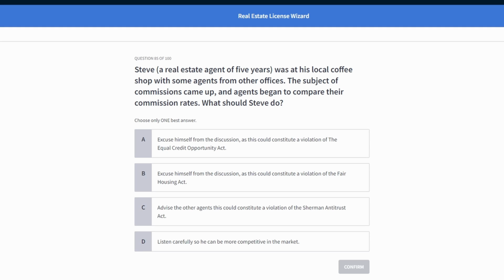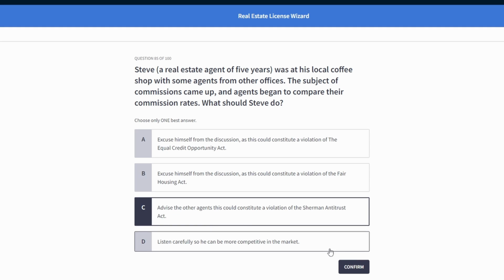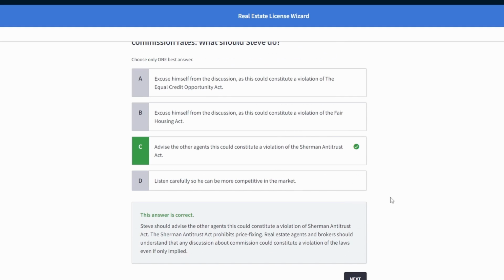Alrighty, so what should Steve do? So Steve should C. He should advise the other agents this would constitute a violation of the Sherman Antitrust Act. So, listen. The Sherman Antitrust Act prohibits price fixing. Real estate agents and brokers should understand that any discussion about commission could constitute a violation of the laws, even if only implied.